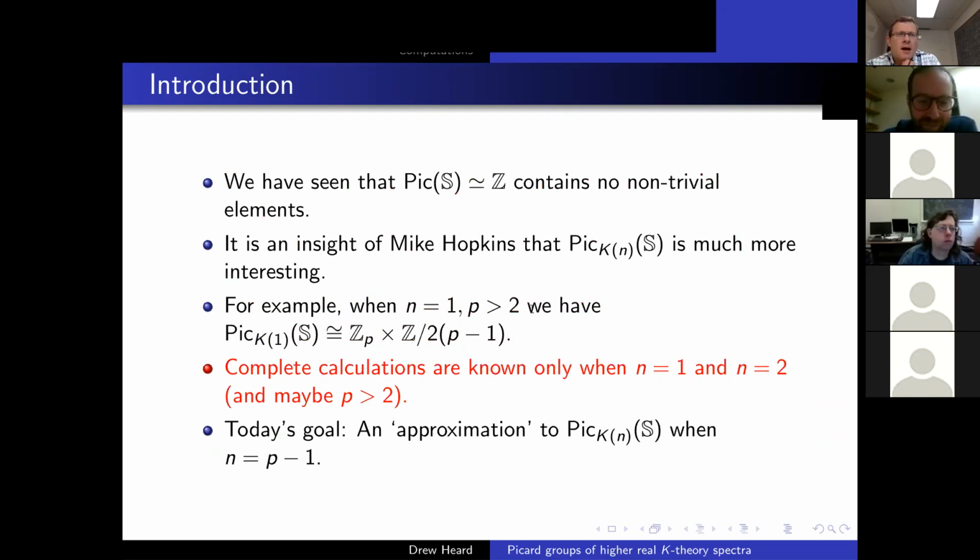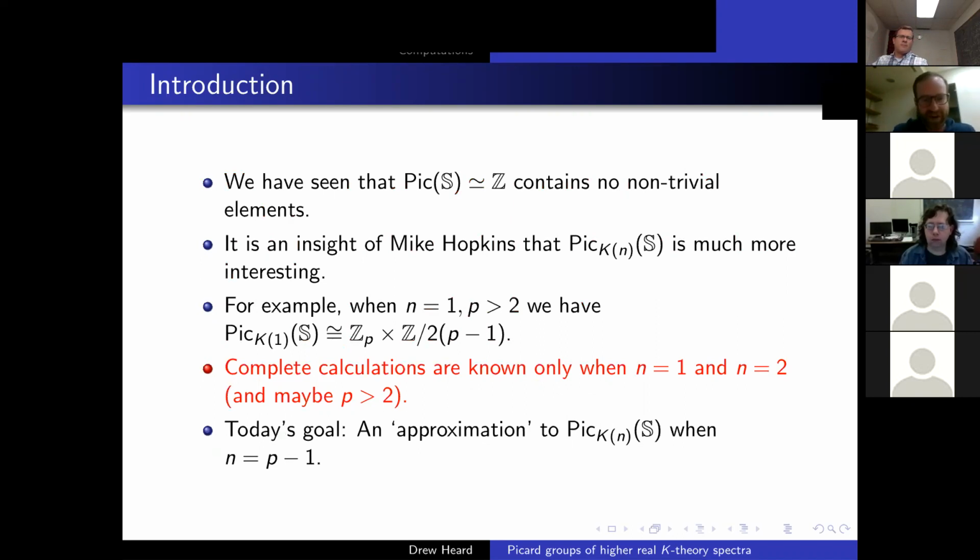Hi, Drew, this is Dan Isaacson. Can you say simply what the n equals 1, p equals 2 case looks like? Yeah, so it's, let's see, I think it's Z_2, the 2-adics, cross Z mod 2 cross Z mod 4. So it has the same sort of form as the p greater than 2 case, except it has one extra factor, this factor of Z mod 2, and this is sort of the exotic part of the Picard group, it's called.